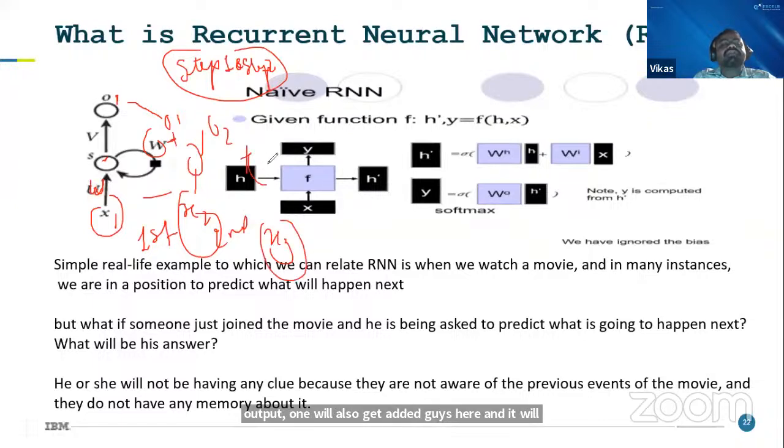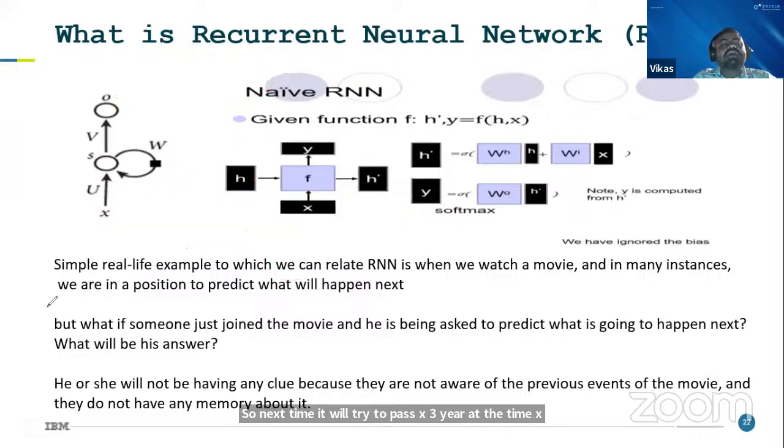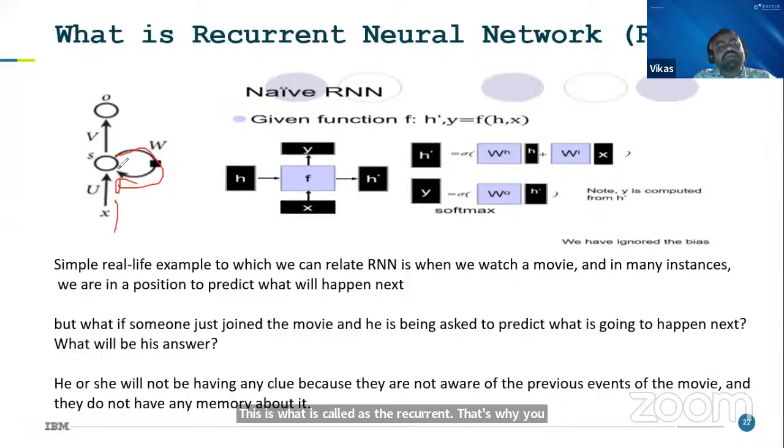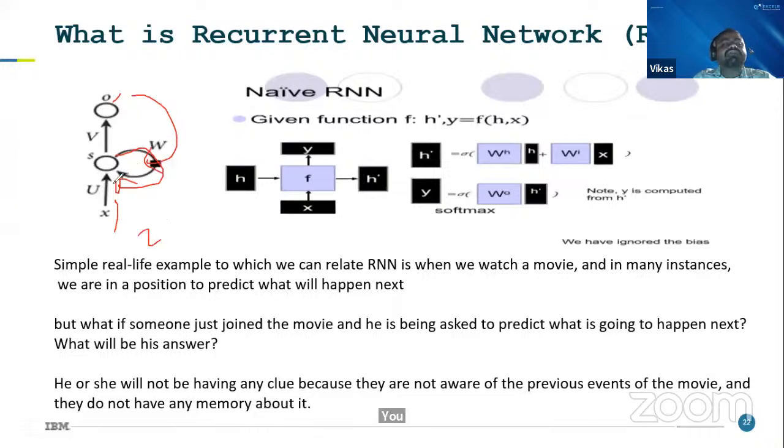At that time, X3 will try to process here, but it will try to take O2 here also as the input. And this way, guys, in the end, we'll try to create a prediction. This is what is called a recurrent neural network. That's why you can see here this kind of a cycle is created. You pass the input, it will generate the output. That output is also given at the second iteration for the next processing.